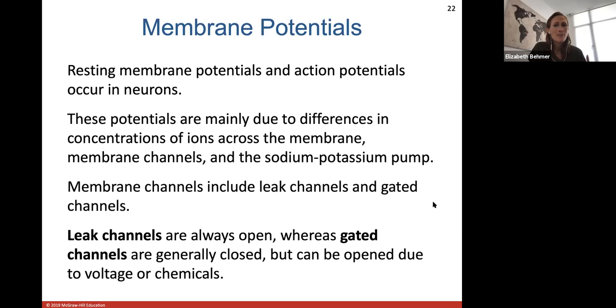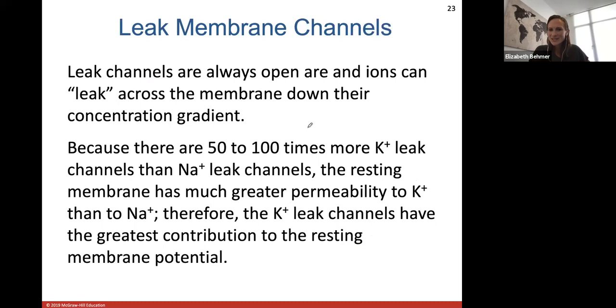Membrane channels include leak channels and gated channels. Leak channels are always open so that ions can constantly leak in or out. And gated channels are generally closed but can be opened due to a voltage or some sort of chemical. So a leak channel is always open. Ions can leak across the membrane, usually down their concentration gradient. There's a lot more potassium leak channels than sodium leak channels. So the resting membrane has much more permeability to potassium than to sodium. Therefore, the potassium leak channels have the greatest contribution to the resting membrane potential. And that just means that there's more of them, about 50 to 100 times more.